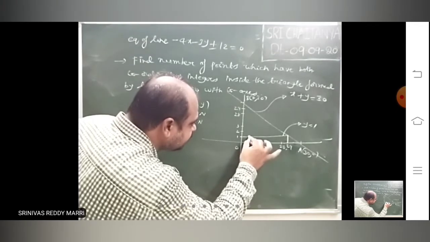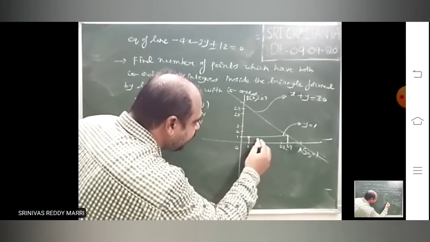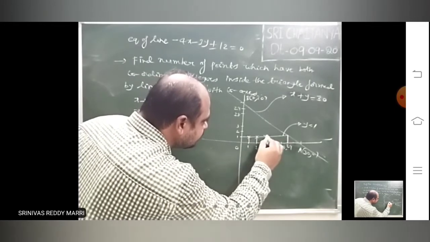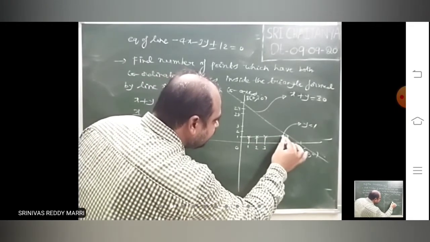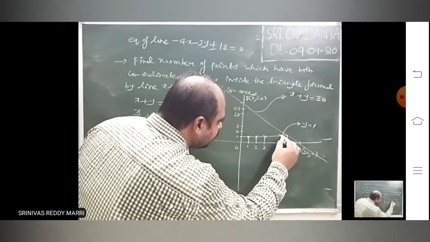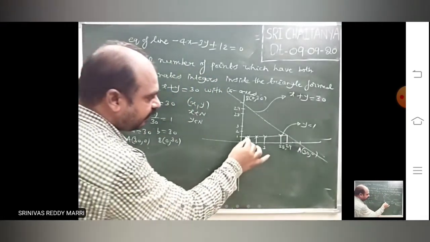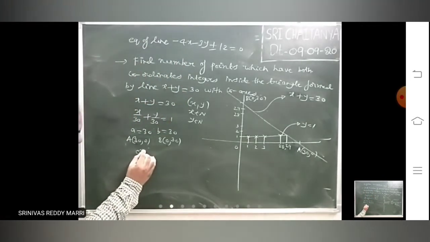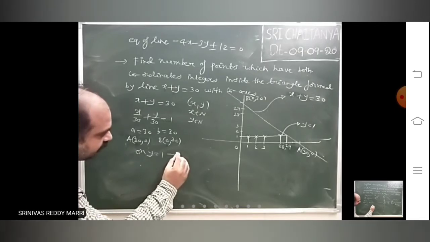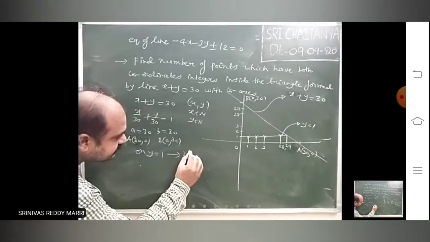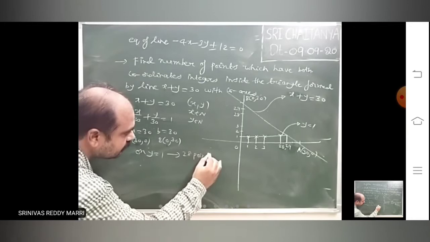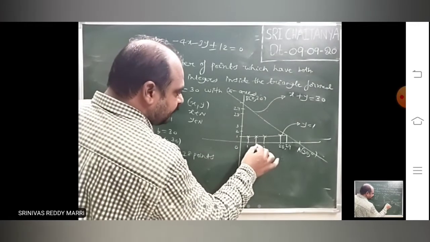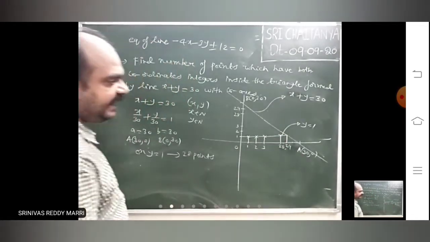Now look at, on this line what are the points? 1 comma 1 is there, this is 1 point. 2 comma 1 is there, this is 1 point. 3 comma 1 is there, this is 1 point. Finally 28 comma 1. All these points are inside the triangle. How many points are there? On y equal to 1, 28 points are there, from 1 comma 1, 2 comma 1, 3 comma 1 up to 28 comma 1, the last point.